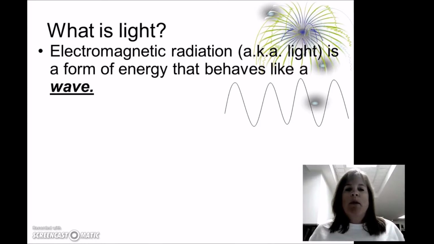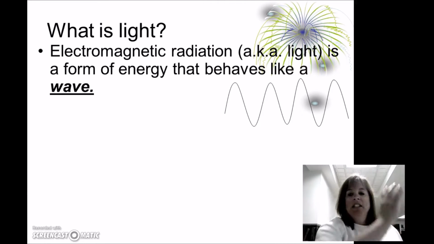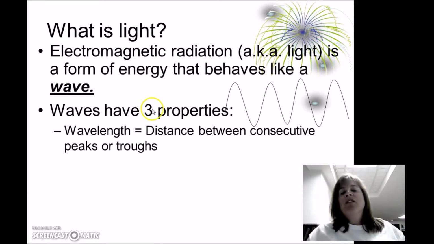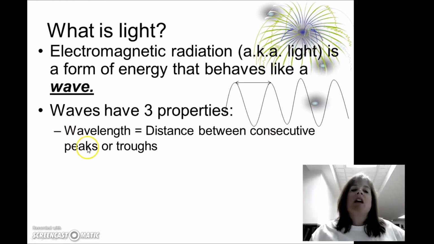Now, let's talk a little more about what light is. Light is actually electromagnetic radiation, which is a form of energy that behaves like a wave. There are three properties of waves that you need to know. The first is wavelength, and wavelength is just a distance between consecutive peaks or consecutive troughs, or really any two consecutive points that are the same.